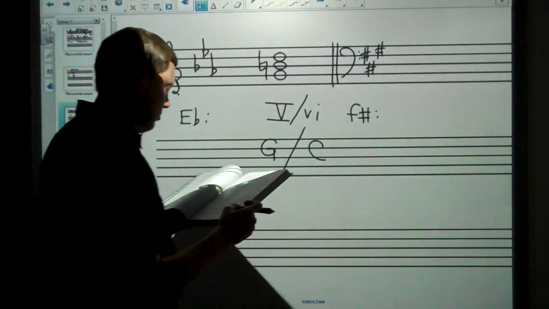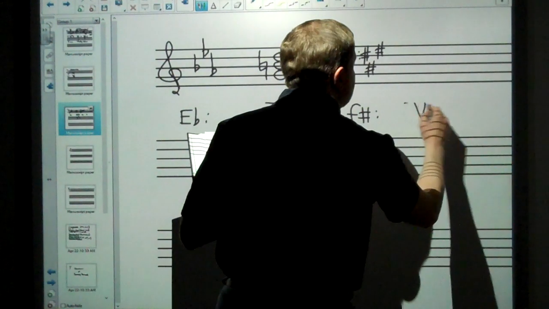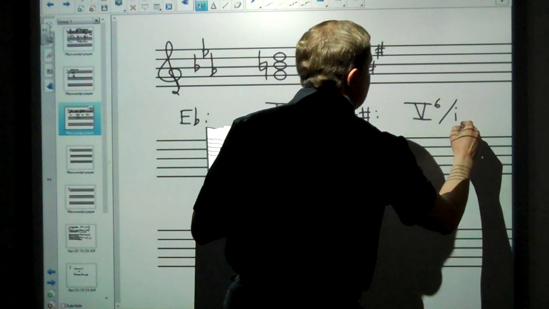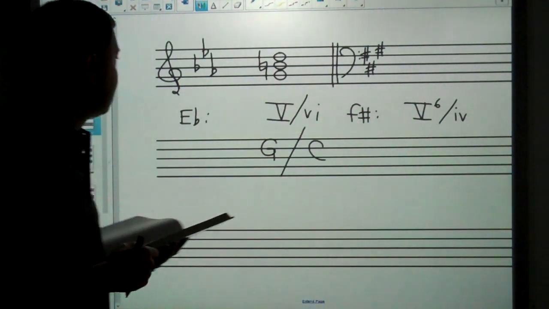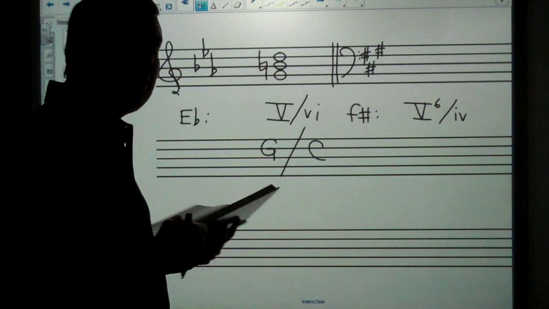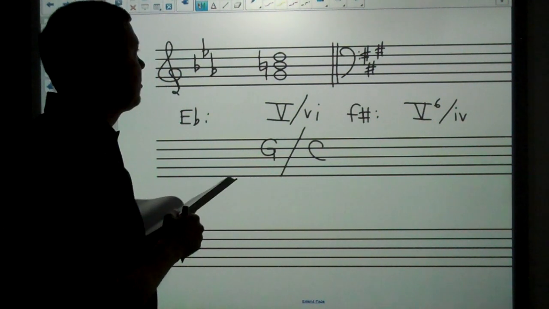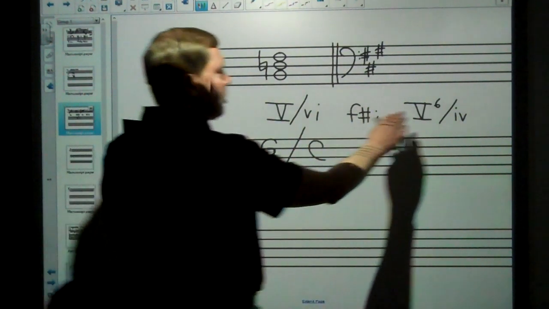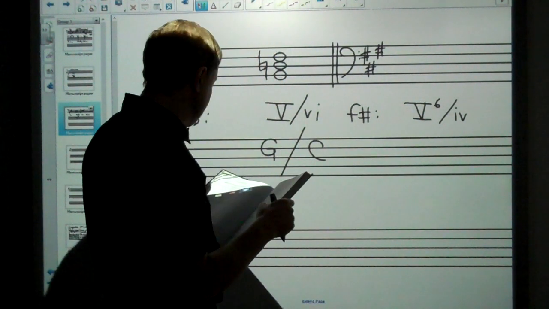And you are asked to spell a 5/6 of a 4. Oh yes, by the way, secondary dominants and secondary 5/7s can be inverted. Yeah, absolutely. Alright, well let's go through the 3-step process once more.